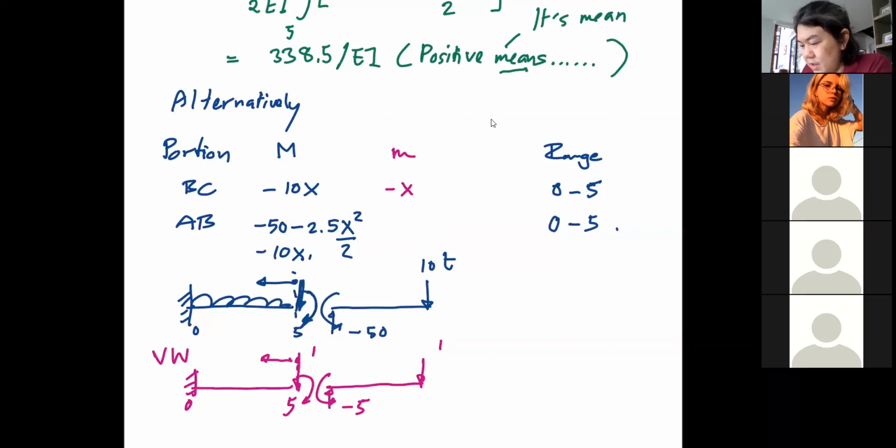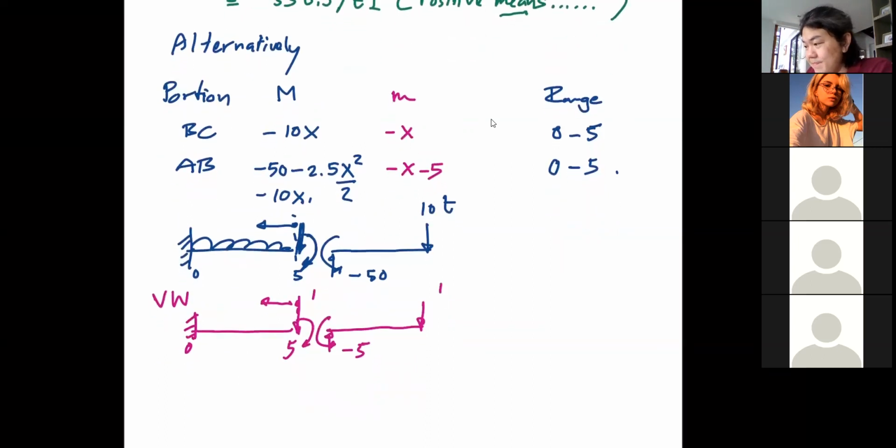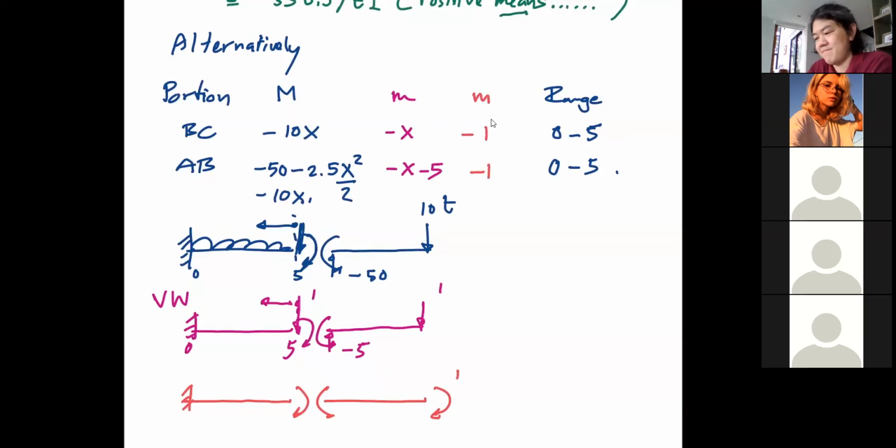And so, let's come back to the virtual work case. Now I have minus x minus 5. See, the key is always to complete your free body diagram. And then for the moment case, because the moment is constant, even if you are not aware of this, it's just going to be the same. So minus 1 and minus 1.